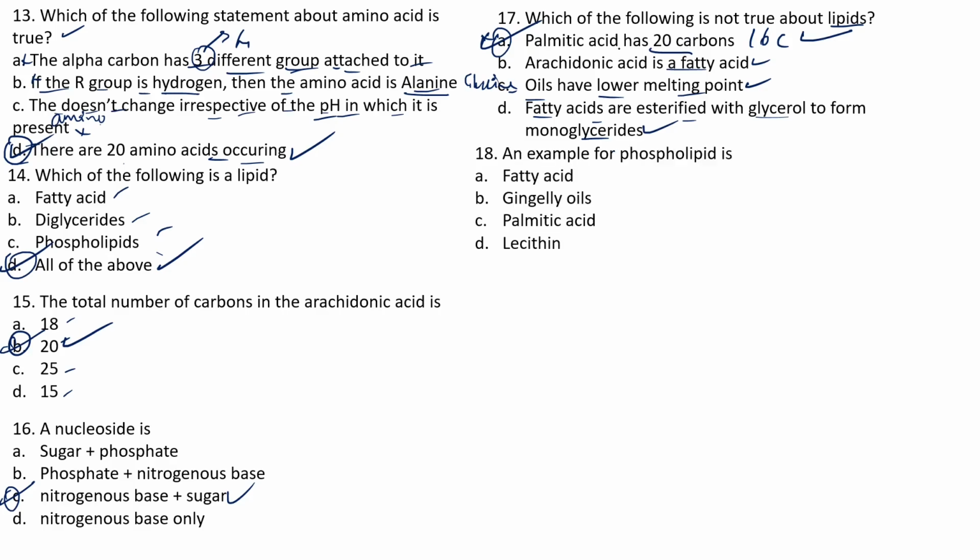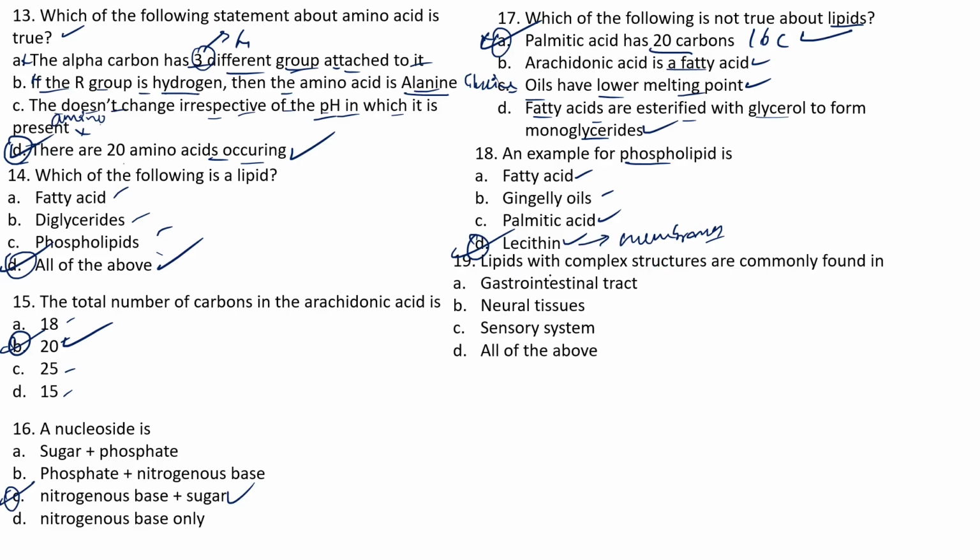Now moving on: an example for a phospholipid is the fatty acid, glycerol, oils. The next one is palmitic acid. The last one is lecithin, right? So lecithin is an example of the phospholipids, and lecithin is actually found in cell membranes. Remember this point. So D is our right answer.